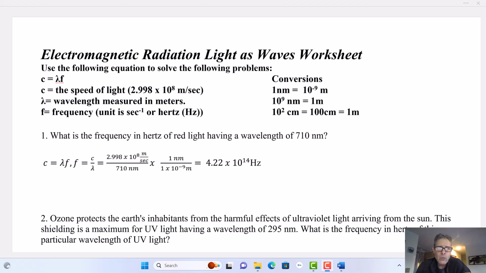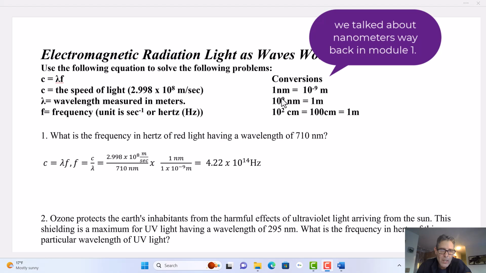So to answer question number one, they give us the wavelength of red light, and that wavelength is 710 nanometers. Now, whenever we're working with electromagnetic radiation, a lot of times we work in nanometers. And so I give you the conversion factors up here.